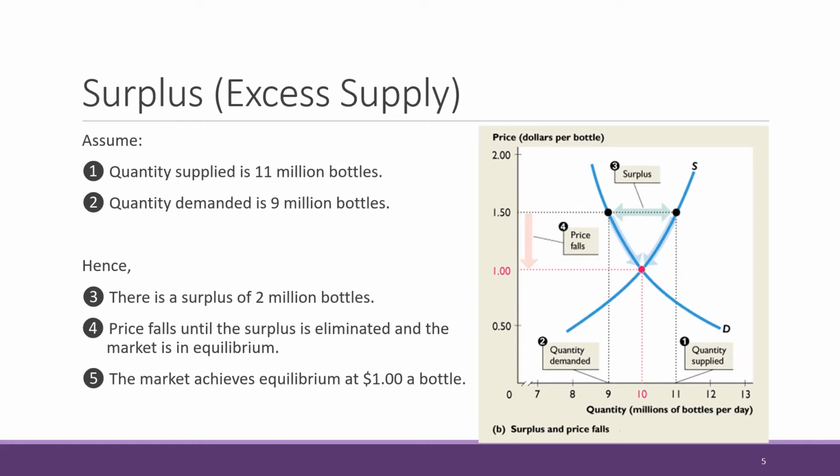The attached diagram assumes that quantity supplied of bottled water is 11 million bottles, with quantity demanded of 9 million bottles. Therefore, there is a surplus of 2 million bottles. This will cause the price of bottled water to decrease until the surplus is eliminated and the market is in equilibrium. The market reaches equilibrium at $1 a bottle.